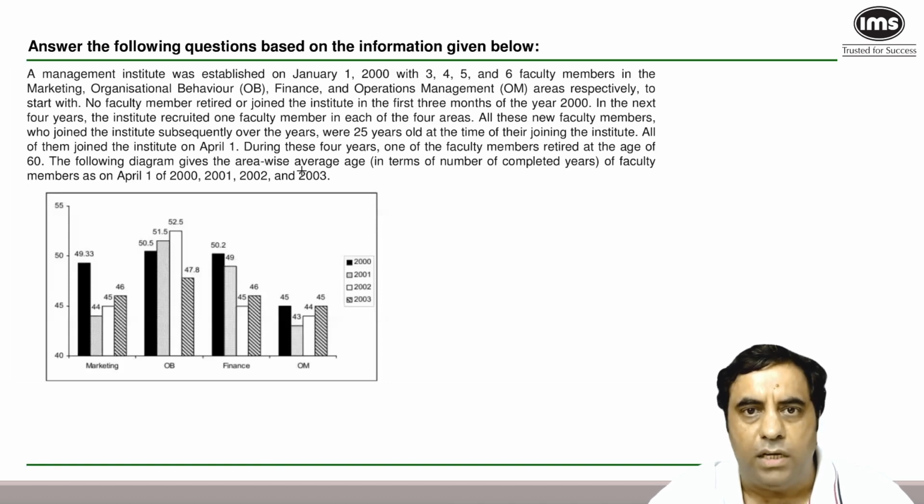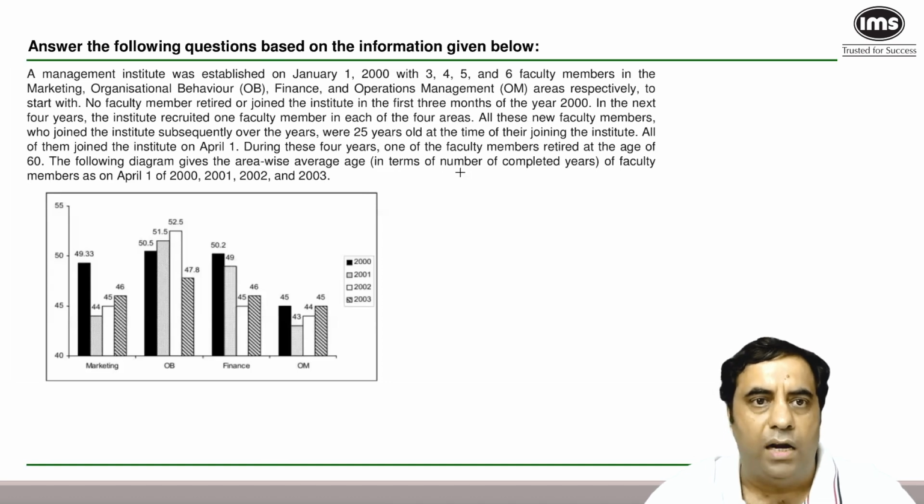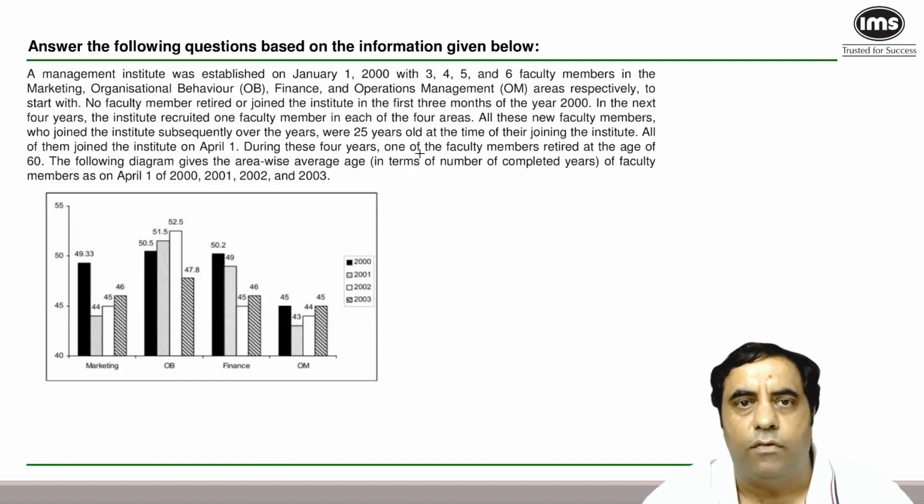The following diagram gives the area-wise average age in terms of the number of completed years of faculty members as on April 1 of 2000, 2001, 2002, 2003. So primarily it is the data which is given for 4 areas, right? Marketing, then we've got organizational behavior, finance, and also operation management. Now, they've also given you the number of people. That means there are 3 members in marketing, 4 in OB, then we've got 5 in finance, and the remaining 6 are in operation.